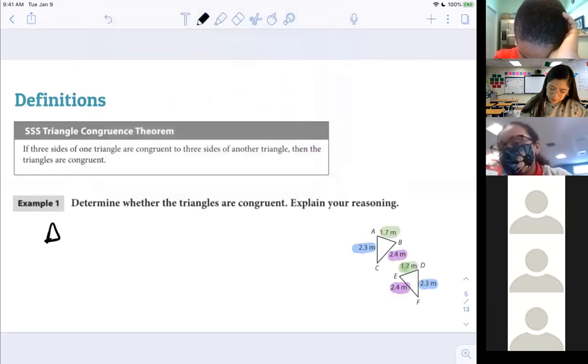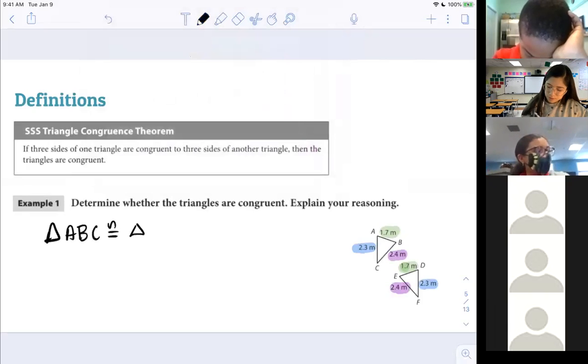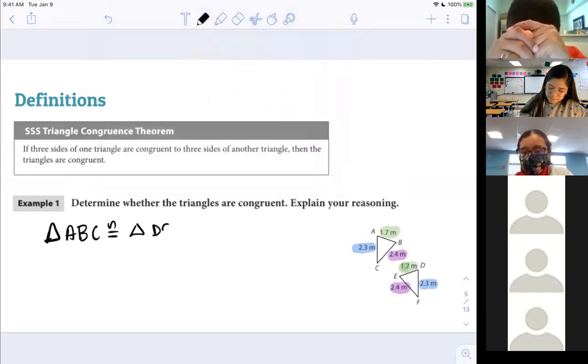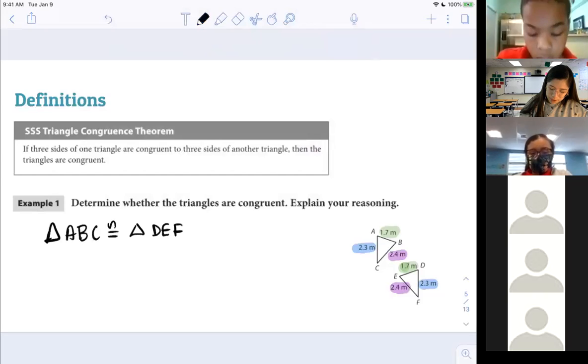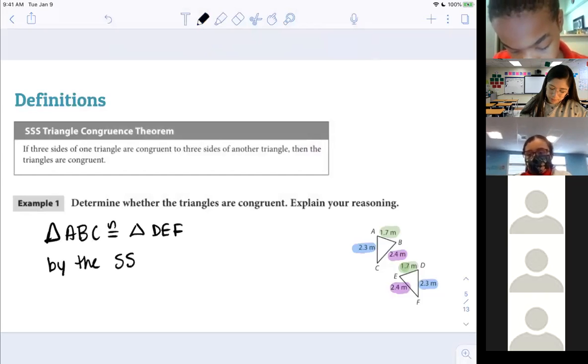So triangle ABC is congruent to... What are the matching values on the other triangle? Would it be DEF? Mm-hmm. Because it matches the criteria for the SSS triangle congruence theorem.